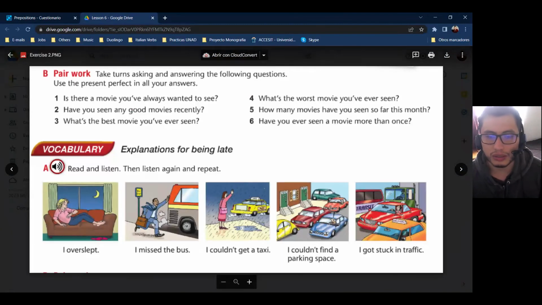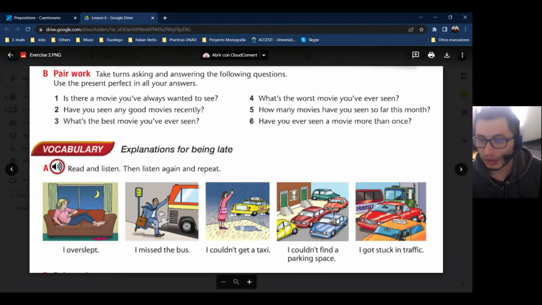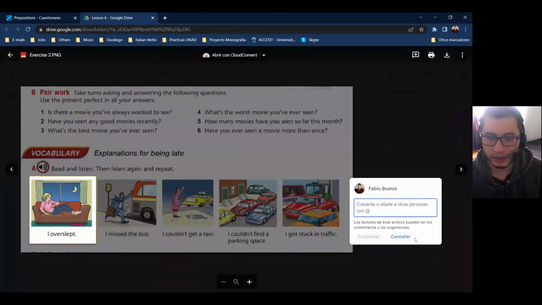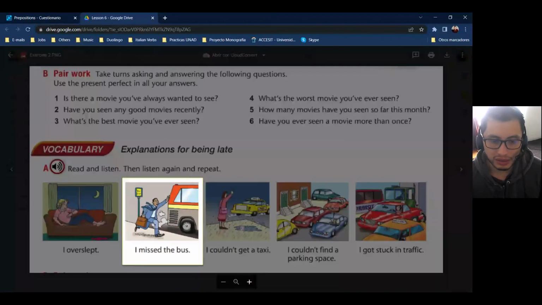Okay, guys, we're going to read some vocabulary that you can find interesting for this activity, okay? So the vocabulary is, repeat after me. I overslept. Good. I missed the bus.